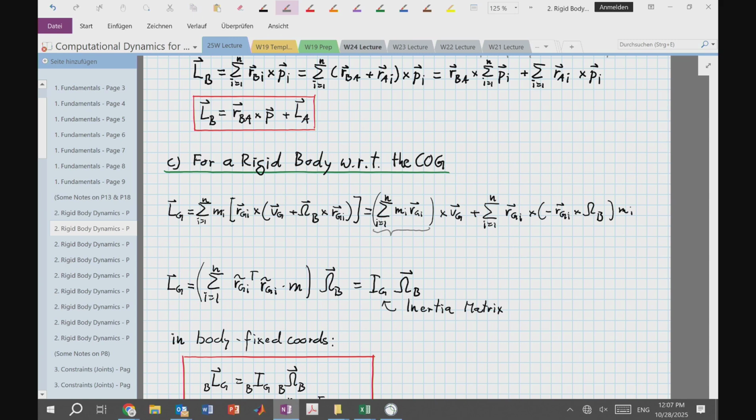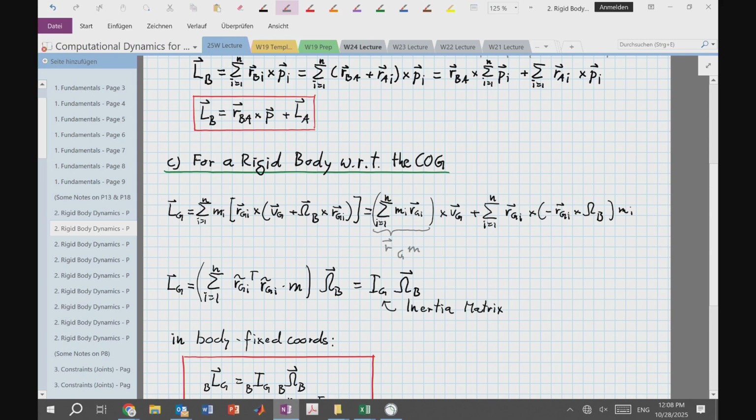Sum over all masses of individual particles times the vector Rgi, the vector to this particle. What will this give me? If I sum over mass times position, what do I get? So I get the vector to the center of mass. And the center of mass would basically take that sum and divide it by m. So I have to multiply that with the total mass, m.